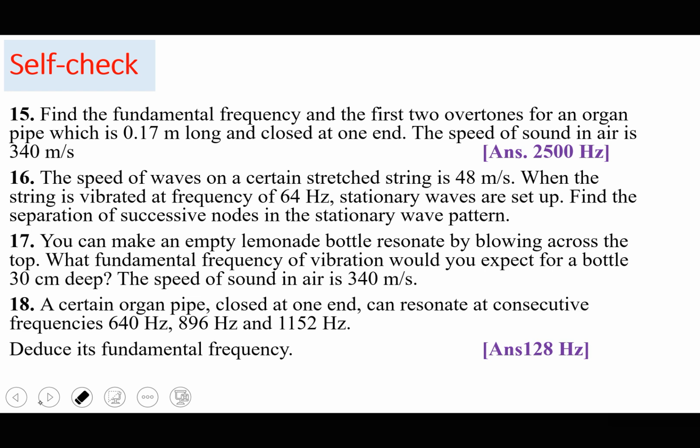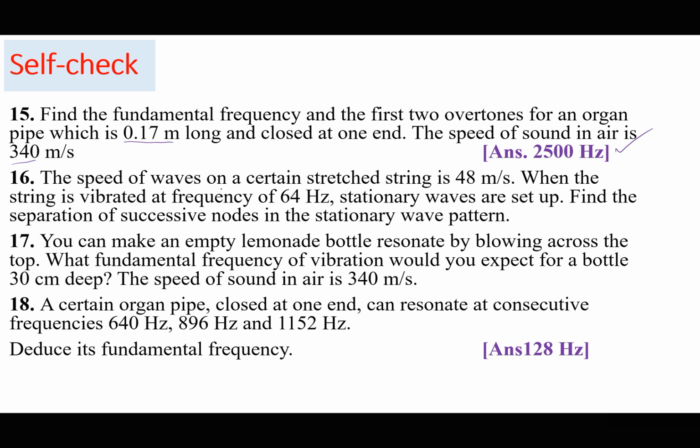So find the fundamental frequency and the first two overtones for an organ pipe, length 0.17 meters and closed at one end. The speed of sound in air is 340. I think we have answered a similar question. You can try it out.